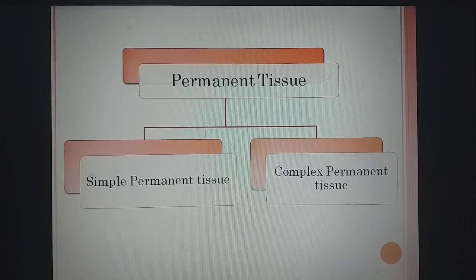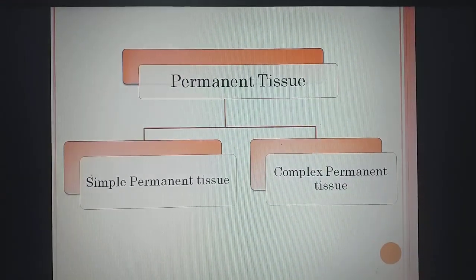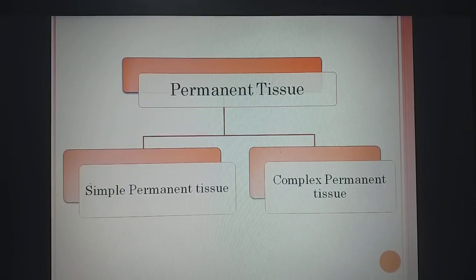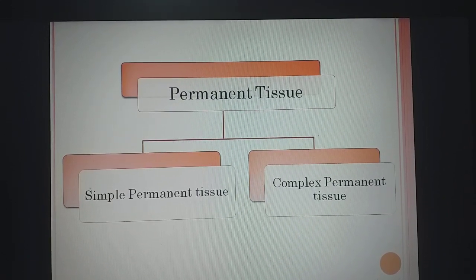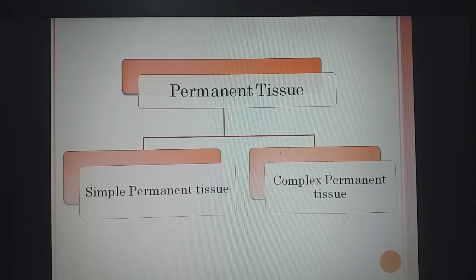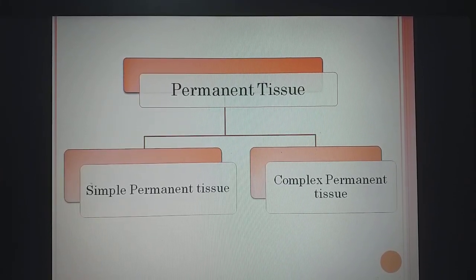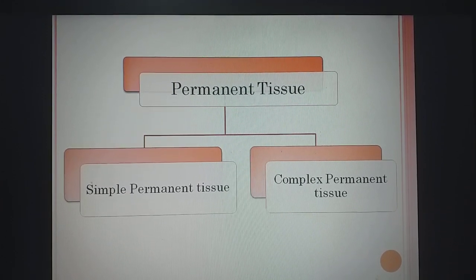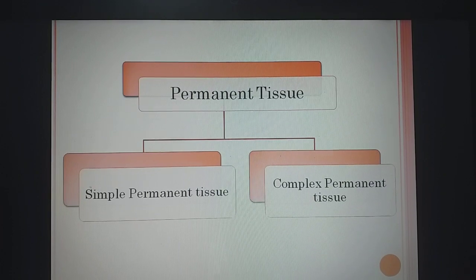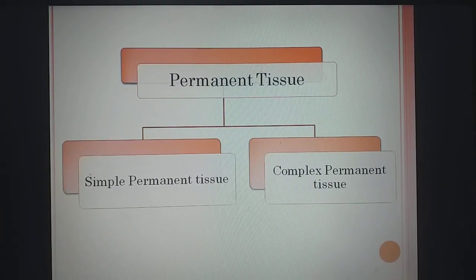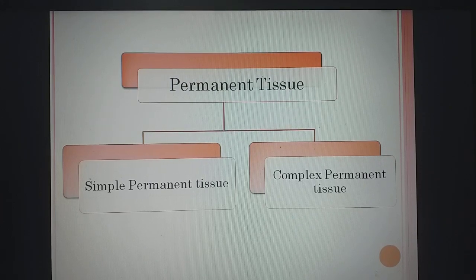We are studying about the plant tissue. I hope you have learned about the meristematic tissue and simple permanent tissue which I have taught you in the last videos. Plant tissue is of two types, that is meristematic tissue and permanent tissue. Meristematic tissue means those tissues which are having the capacity to divide, whereas permanent tissue means those tissues which have lost the power of division.